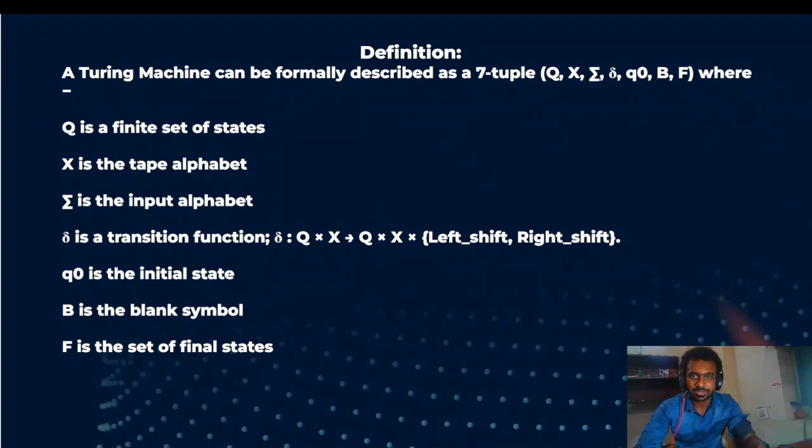The definition of a Turing machine, according to the theory of computation, is given as a 7-tuple. We know that finite automata was a 5-tuple. So let's see what the components of a Turing machine are. Q is the finite set of states, X is the tape alphabet, sigma is the input alphabet, delta is the transition function, Q0 is the initial state, B is the blank symbol, and F is the set of final states.